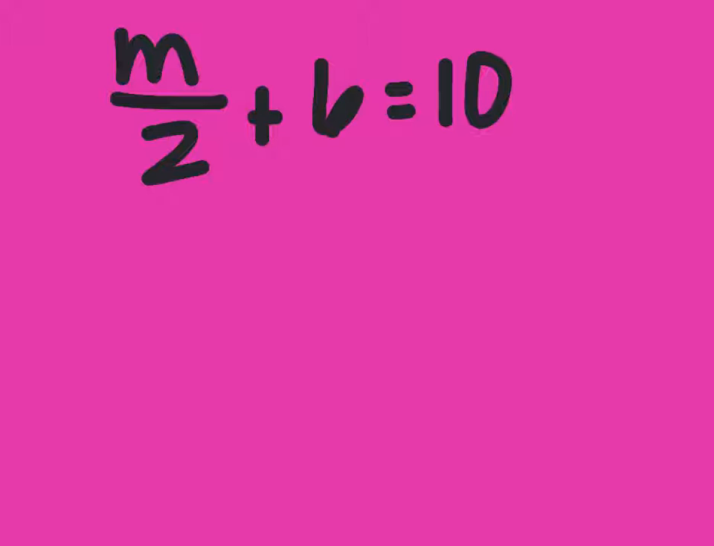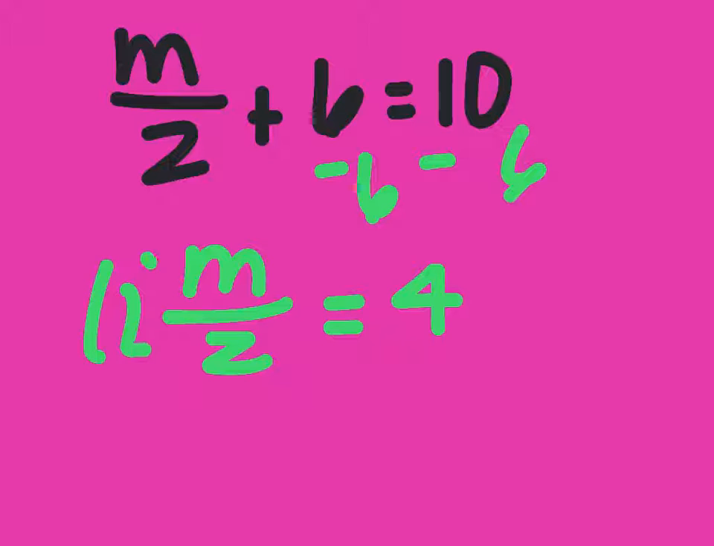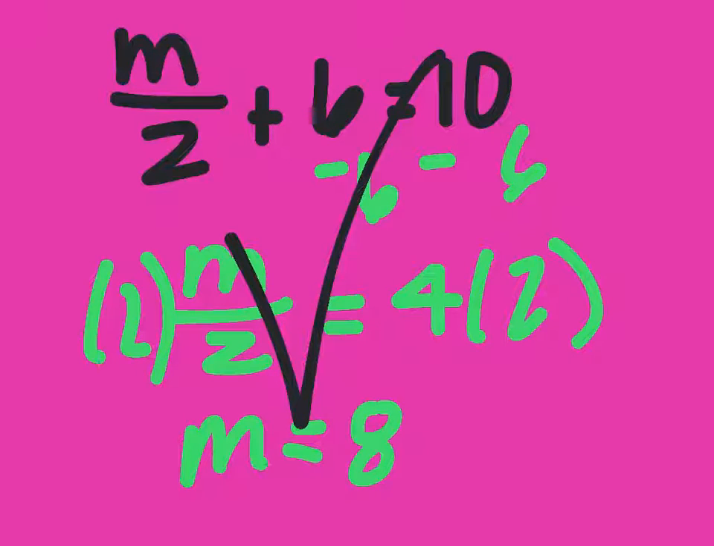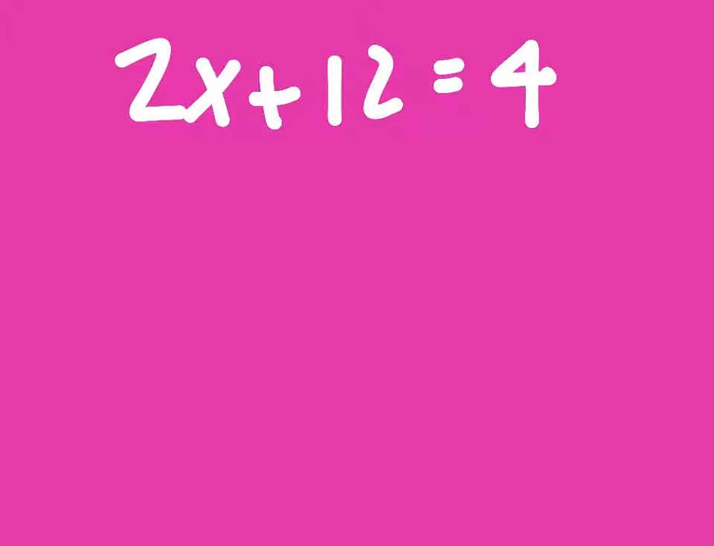So we do the farthest thing away from the variable, which would be plus 6. So we subtract 6, subtract 6. m over 2 equals 4. Okay, so now this is division. We do the opposite, which would be multiplying by 2 on both sides. We get m equals 8. So now if we put 8 back into it, 8 divided by 2 is 4. 4 plus 6 is 10, so this checks. Go ahead and try this one also on your own, and then unpause the video when you're ready.